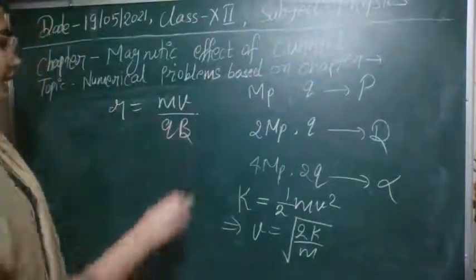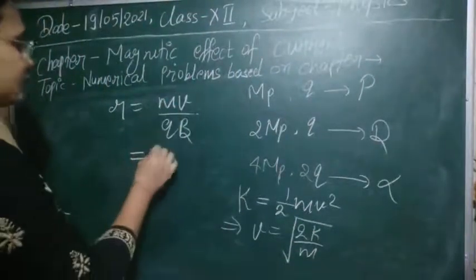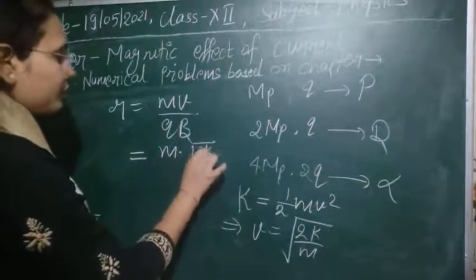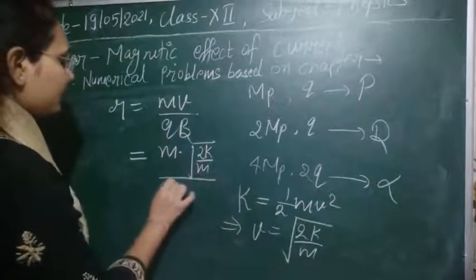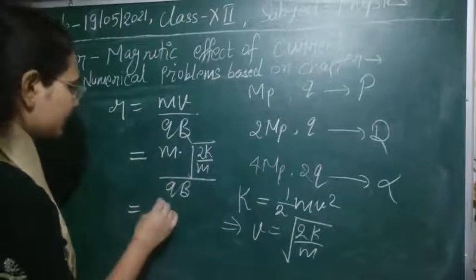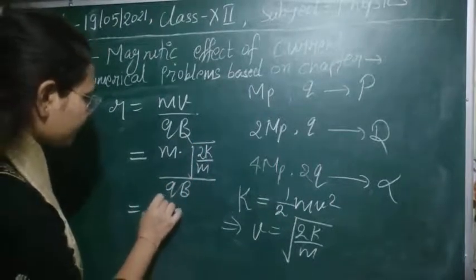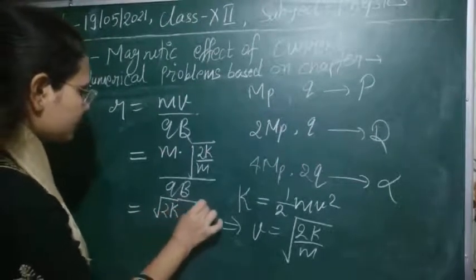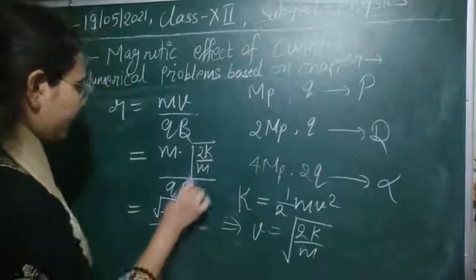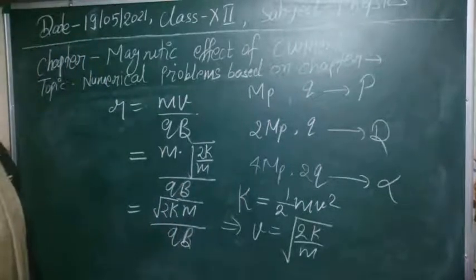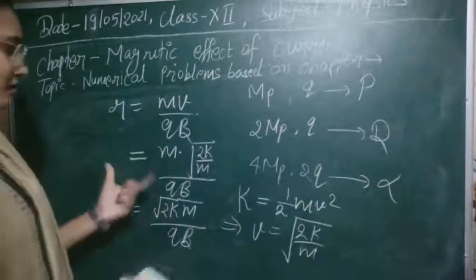Now let's put the values in this case. Then r is equal to m times the square root of 2K upon m, and upon qB. Finally we can write this as the square root of 2K m, upon qB. Clear? So this is the formula that we have just written after some simplification.